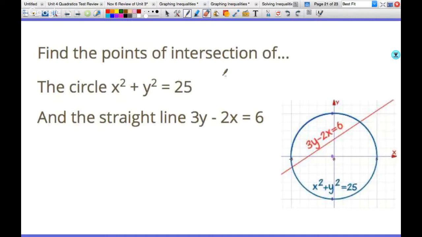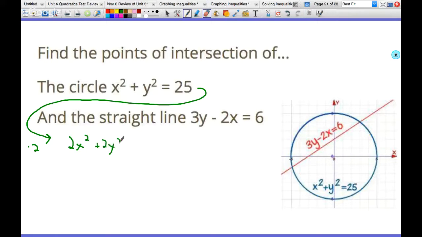All right, no guarantee this is going to work, but I'm going to try to do elimination. Let's multiply this one by 2. We get 2x squared plus 2y squared equals 50. And let's multiply this whole one. Now, if I multiply it by x, I'll get an xy term. Oh, we got to do substitution. It's the only way.